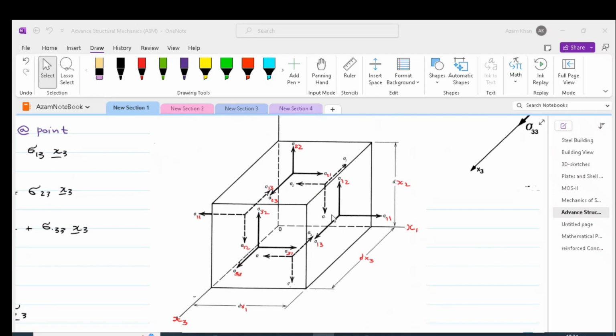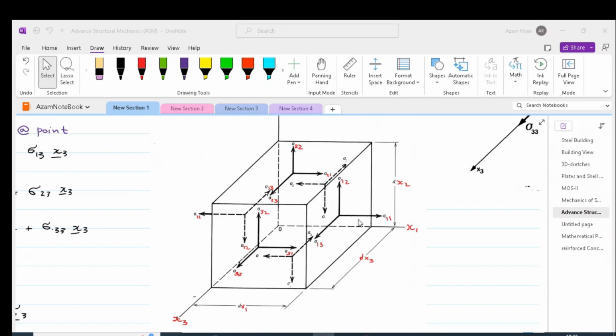In the case of this volume element, there are 2 faces perpendicular to the x1 axis, 2 faces perpendicular to x2, and 2 faces perpendicular to the x3 axis. The face whose outward drawn normal is in the direction of the positive x1 axis is the positive face, and the face whose outward drawn normal is in the opposite direction of the x1 axis is the negative face. The same argument can be applied for x2 and x3 faces.